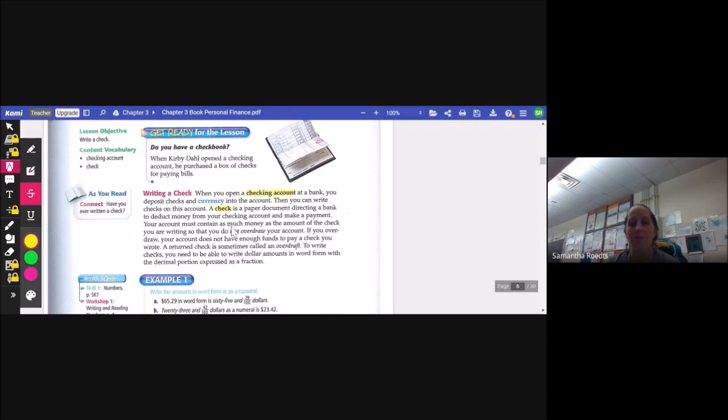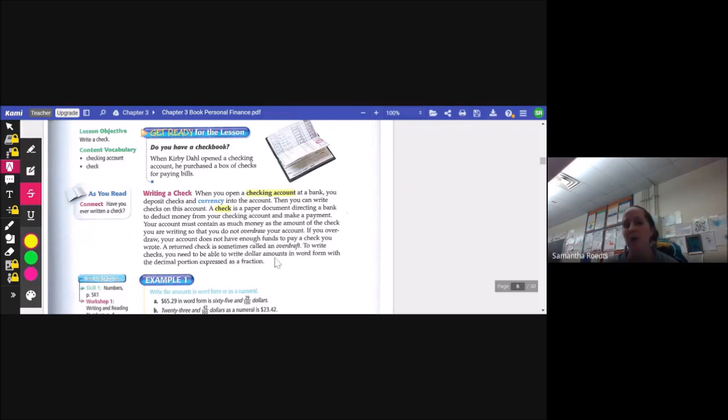Your account must contain as much money as the amount of the check you are writing so that you do not overdraw your account. Sometimes you might hear the phrase bouncing a check. When you bounce a check, it means you don't have enough money in your account to cover the cost of that check, so it bounces, which means a lot of times you have an overdraft, and a lot of times there's a fee associated with an overdraft. Okay, so a returned check is sometimes called an overdraft.